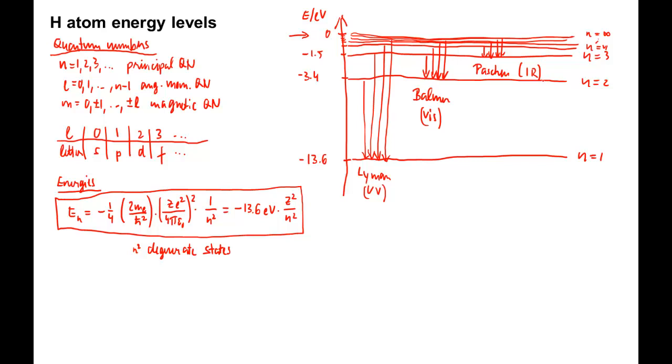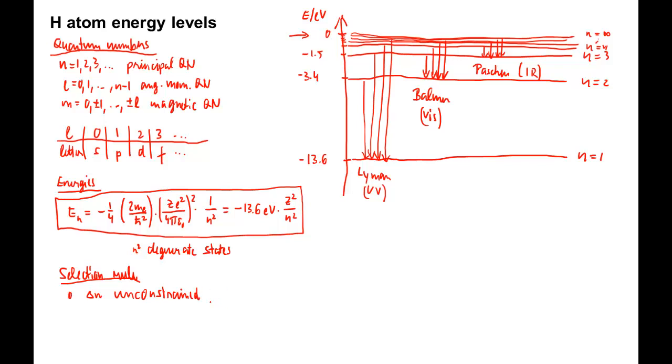Let's start assembling the selection rule for these electronic transitions. Obviously, we have allowed transitions independent of the values n of the initial and the final state. So, the change in n, delta n, is unconstrained. We can go from any energy level to any other.